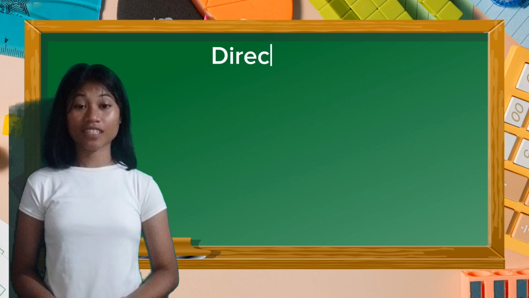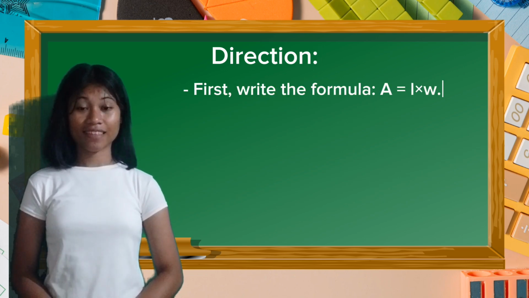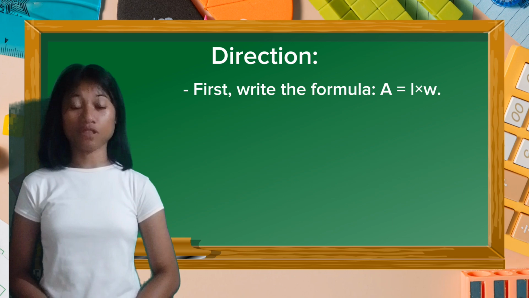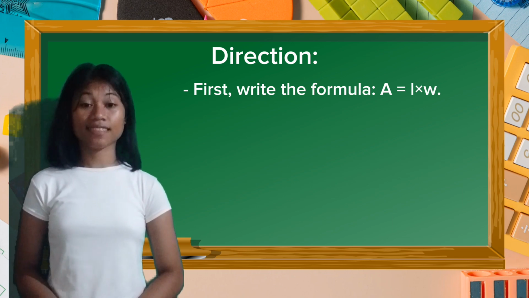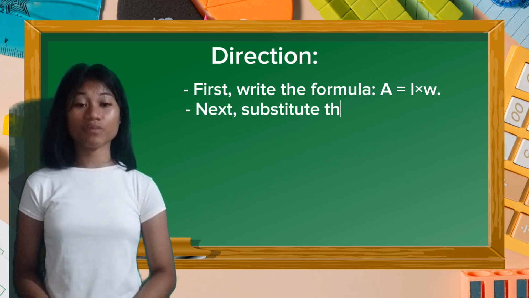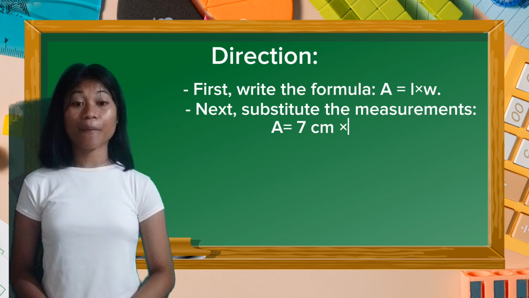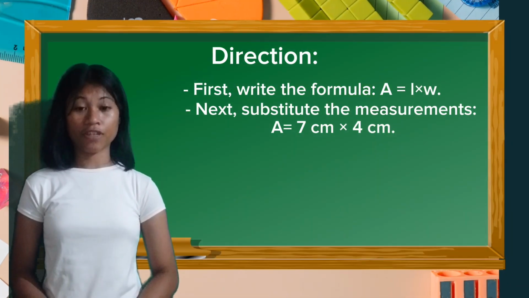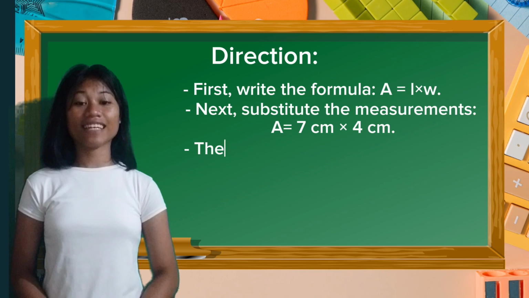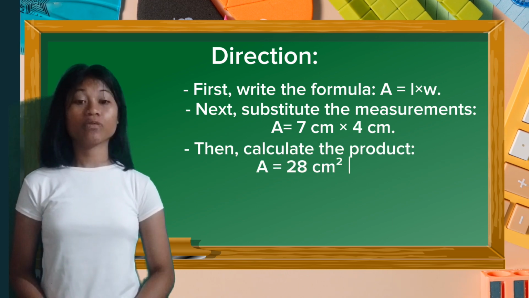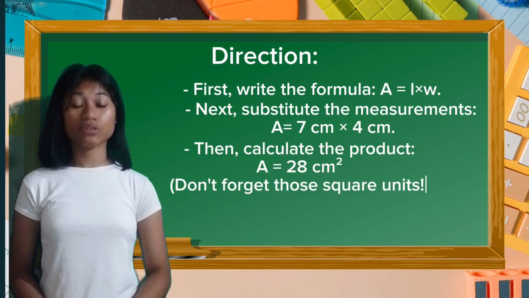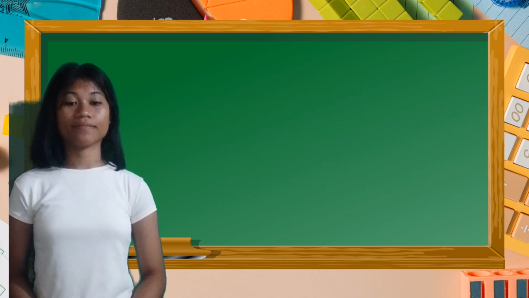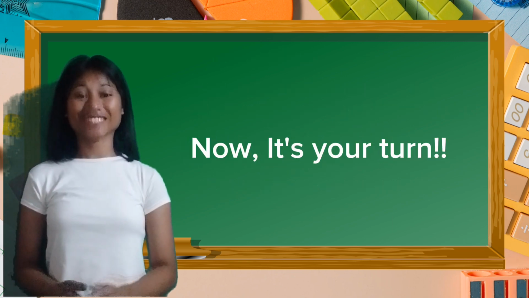So first, write the formula. A equals L times W. Then next, substitute the measurements. It will become A equals 7 times 4. Then, calculate the product. And it will become A equals 28 centimeters squared. So now, it's your turn.